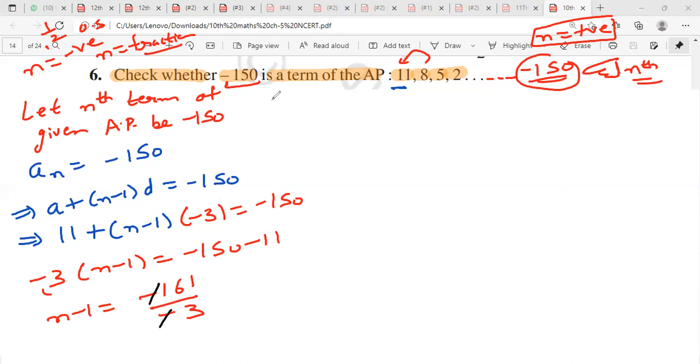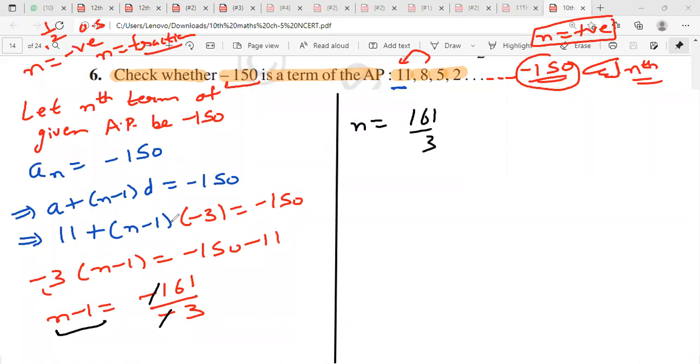Minus and minus will be cancelled out, right? So finally, what will be the value of n? n will be equal to 161/3 plus 1. By taking LCM, n will be equal to 3. 161 plus 3 ones are 3. It is equal to 164/3.